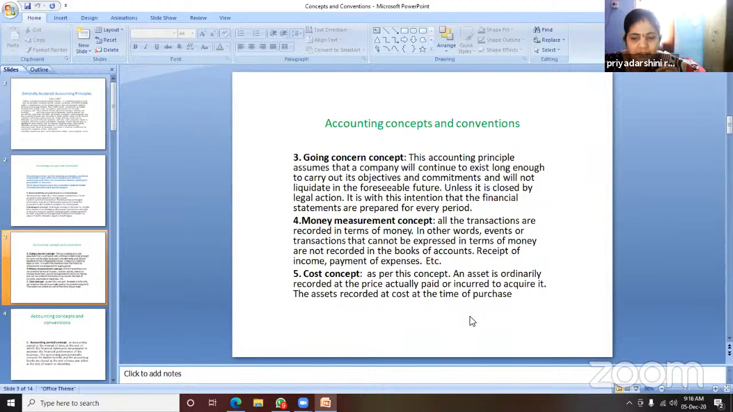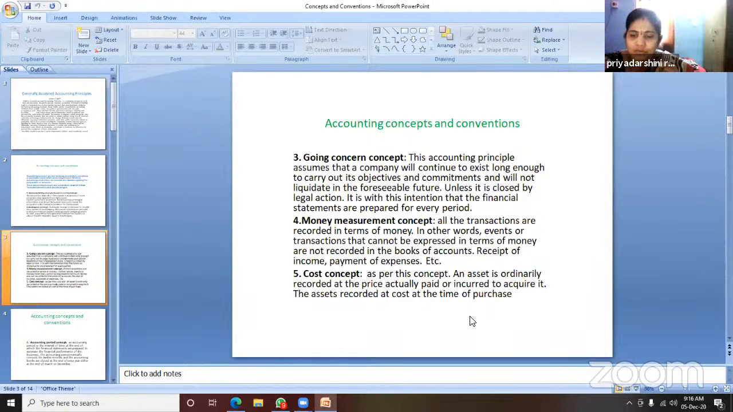So for example, if we have acquired machinery costing 50,000, or if we purchased any flat for 15 lakhs, that amount we have to show. We should not consider the fluctuations. According to the market price, the prices may go up or prices may come down. The value of assets may decrease, go down. So that we should not take up.